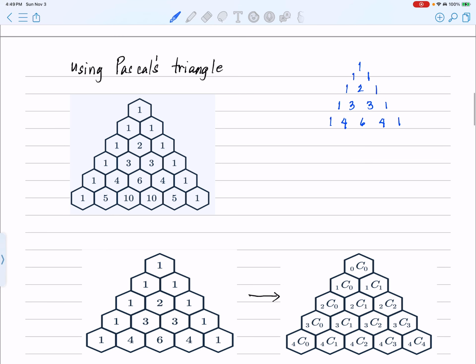So begin with 1. 1 plus 4 is 5. 4 plus 6, that's 10. 6 plus 4, that's 10. 4 plus 1, that's 5. And end with 1. Do the same thing. Start with 1. 1 plus 5, 6. 5 plus 10, 15. Then this is 20. This is 15. This is 6. And end with 1. And so on.